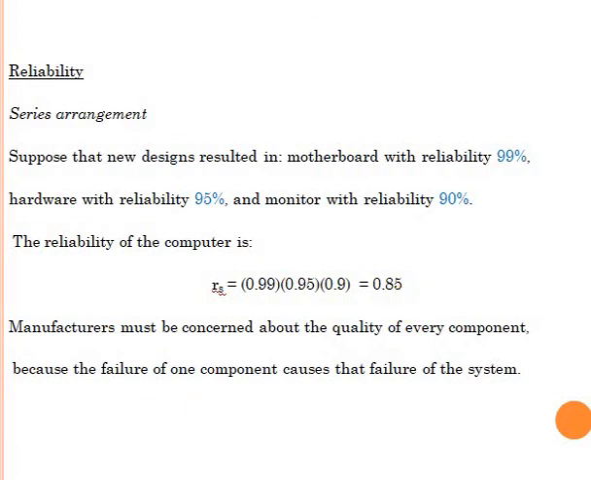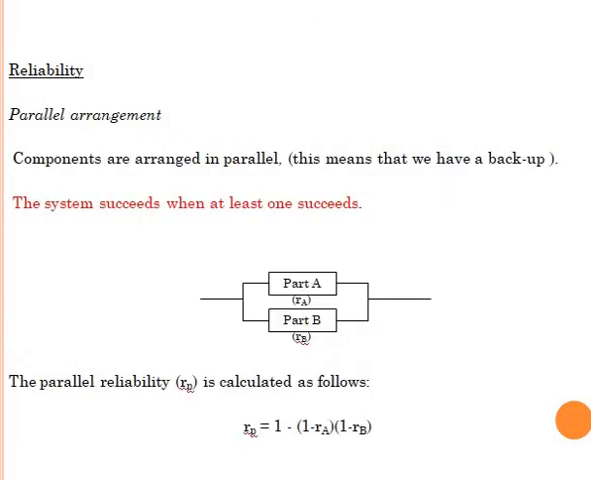So that's why you should be concerned about the quality of every component, because if one component fails, then the whole system will fail. If the monitor stopped functioning, then you will not be able to use the computer. It will fail. Now with the parallel arrangement, even if I have a failure of one of the components, the whole system will continue to function normally, because the components are arranged in parallel. So this means that we have a backup system.